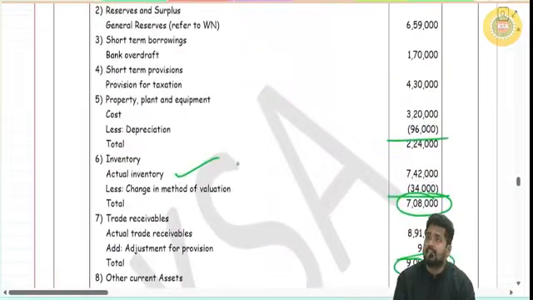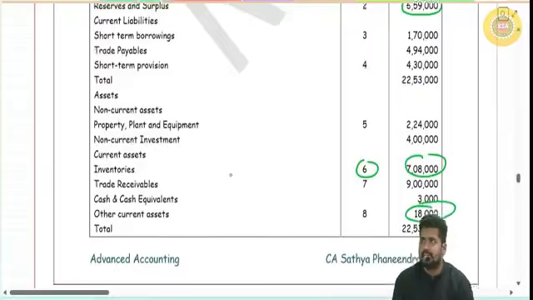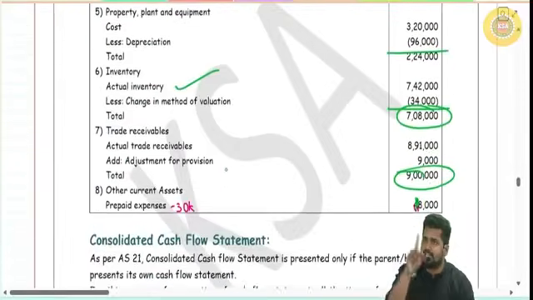Clear? So this is with the consolidated balance sheet. Everything else you'll understand.